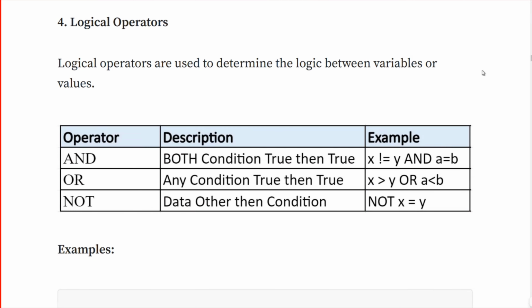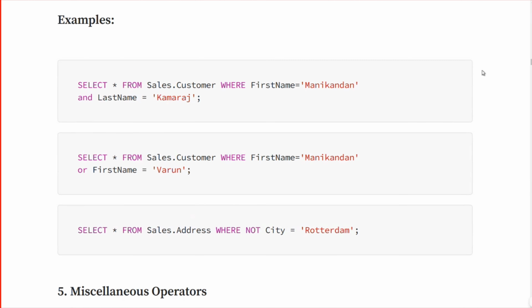Logical operators, and, or, not. And means both condition true, then only true. Or means either of the condition is true, also true. Not means other than the condition. I hope it's understandable. For example, first name Manigandan, last name Kamraj, both have and condition. So it will fetch the data of both condition true.